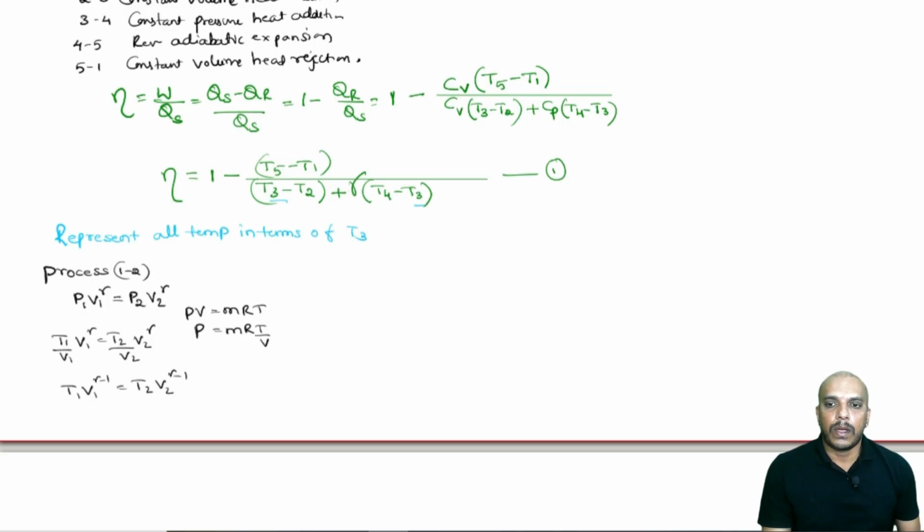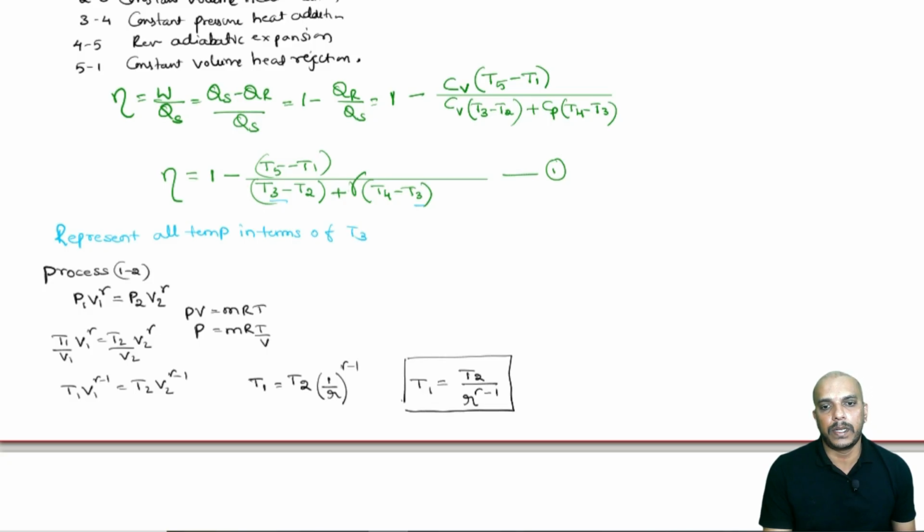Okay. So, I will write T1 is equal to T2 and this can be V2 by V1, which will be 1 by R, and we have gamma minus 1. So, therefore, we can write from here T1 is equal to T2 by R power gamma minus 1. So, I have represented T1 in terms of T2 and R power gamma minus 1, but we were supposed to write it in terms of T3. So, once we write T2 in terms of T3, maybe we will replace it. So, I will call this equation 2, we will come back to this equation a little later.